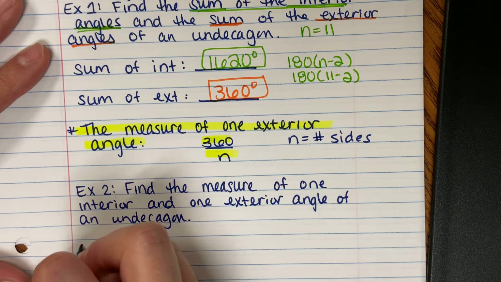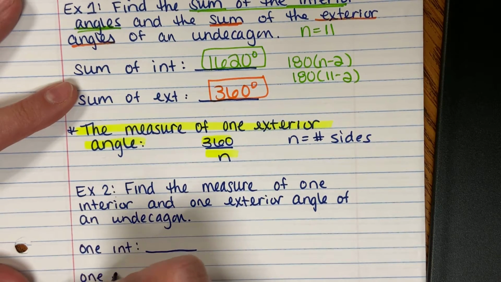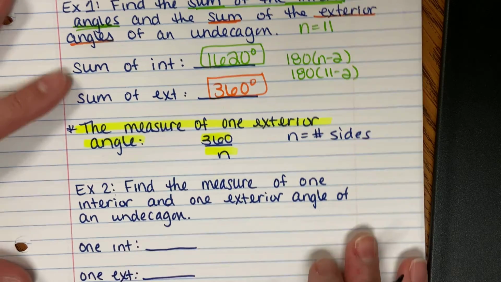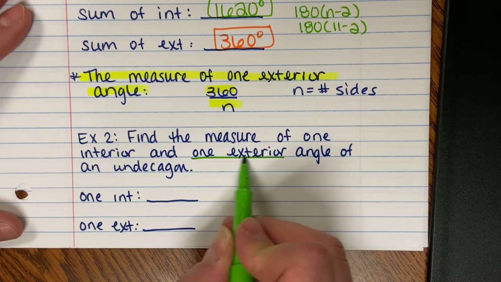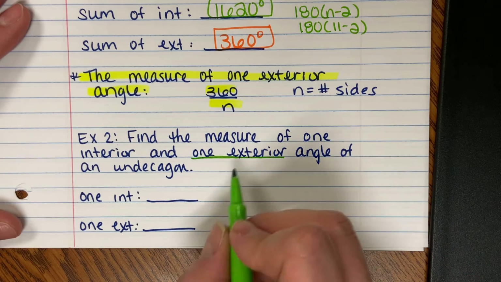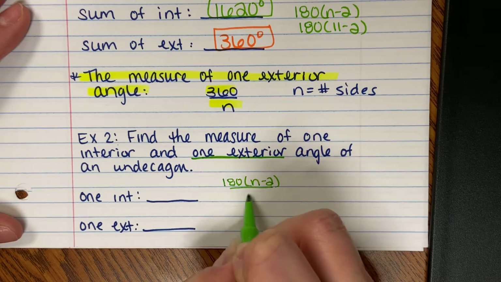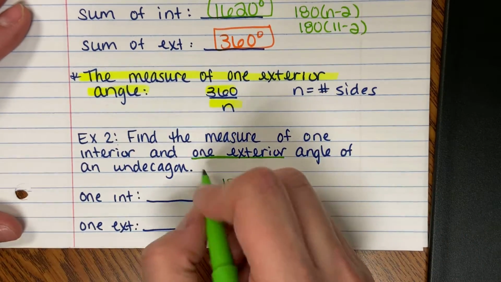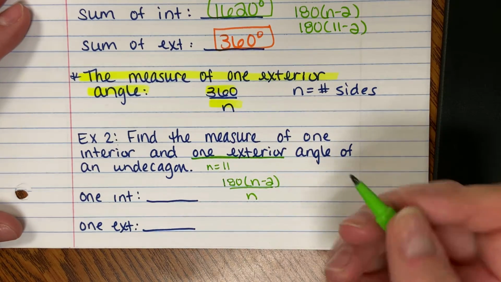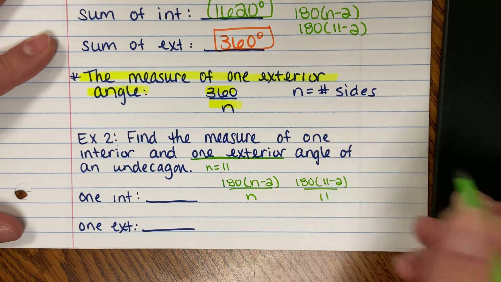So one interior, one exterior. All right. So we'll start with one interior angle. I had to look back at my formula. For one interior, it was 180(n minus 2) divided by n. And an undecagon is 11 sides, so n equals 11. So that's 180(11 minus 2) divided by 11.